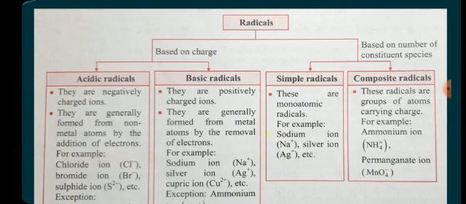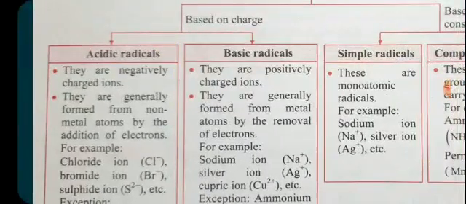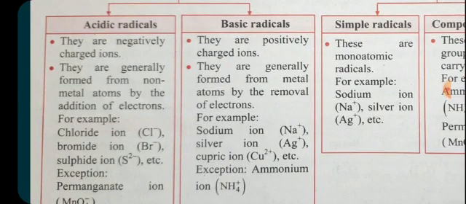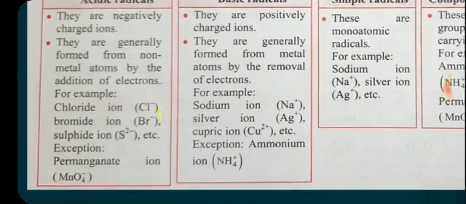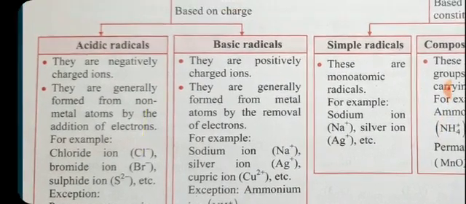Radicals are classified further into acidic radicals and basic radicals depending on the charge present. Acidic radicals are negatively charged ions. Basic radicals are positively charged ions. Acidic radicals are generally formed from non-metals by the addition of electrons. For example, chloride ion, bromide ion, sulfide ion, etc. Exception is permanganate ion. So acidic radicals are formed from non-metal atoms by the addition of electrons.